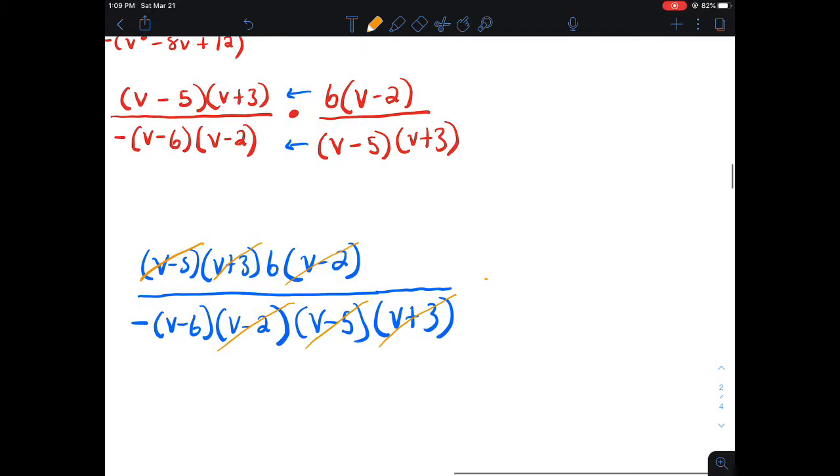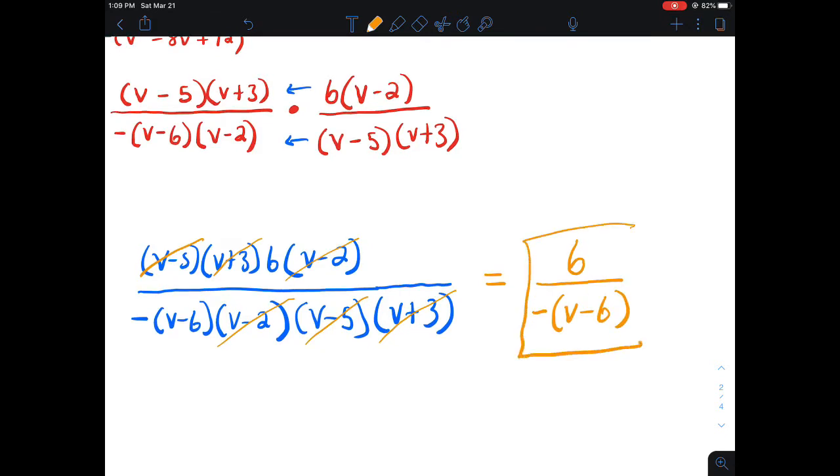And so there's not much left here. My simplified form, after I did the multiplication, all that's left in the numerator is 6. And my denominator is negative 1 times v minus 6. And that's as far as I can go. Simplified form.